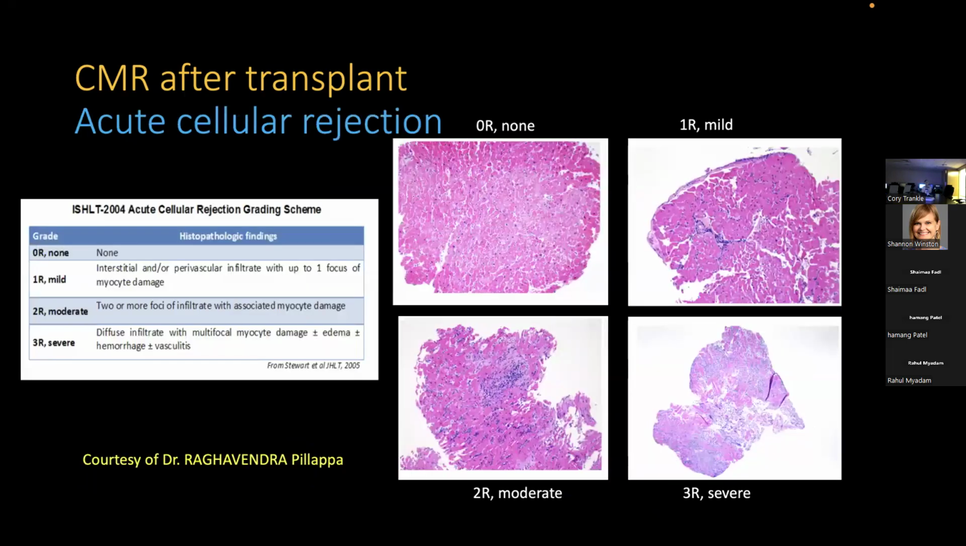Starting with acute cellular rejection, where the lymphocytes attack the myocytes, they classify it into 4 grades: grade 0, 1R, 2R, 3R. Grade 0 is when there is no infiltration, just normal myocytes. Grade 1R is when there is interstitial or perivascular infiltrate, and usually the immune suppression decision is not taken based on 0R or 1R. 2R is when there are at least two foci of infiltrate. And 3R is when there is diffuse infiltration and multifocal myocyte damage, hemorrhage and vasculitis.